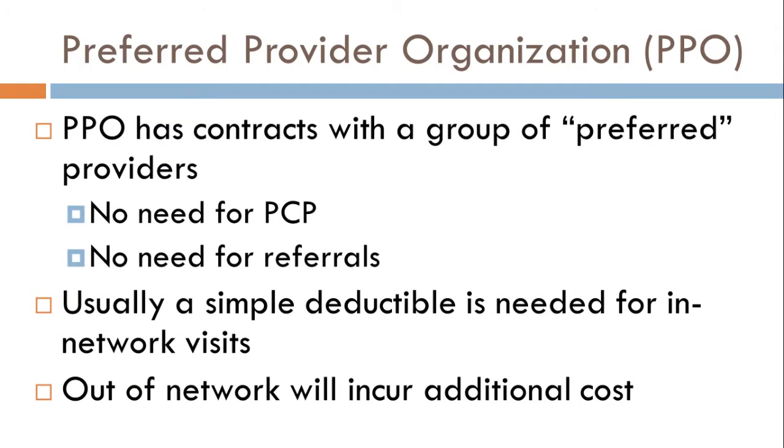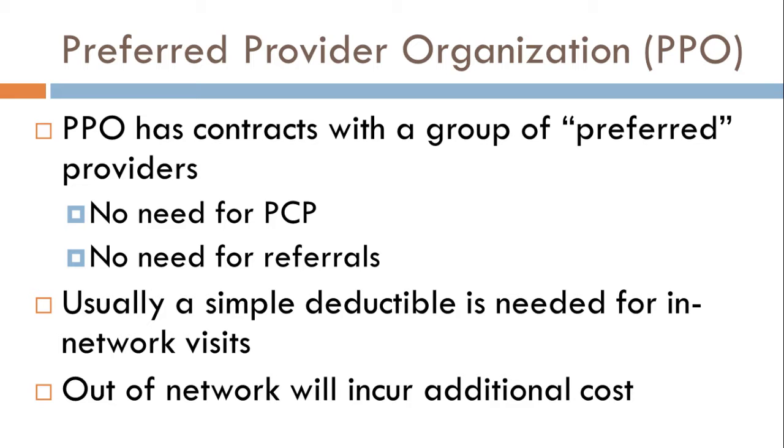Next up is a PPO, a preferred provider organization. Now this has contracts with a group of so-called preferred providers. Now we don't need this PCP that we needed in the HMO. We don't need referrals to go to a specialist. Now we simply have contracts with this group of preferred providers. Usually you just need a simple deductible for in-network visits.